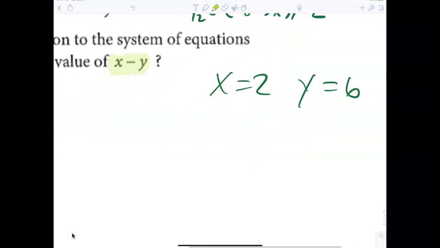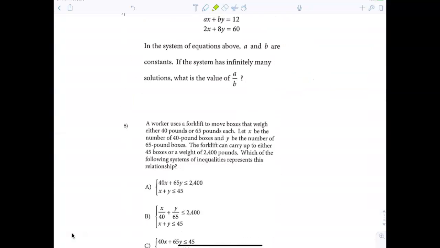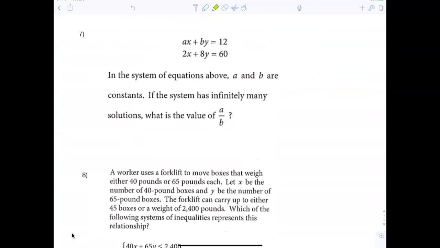Now, I'm in, take a look, please. Number 7. Please put a star by number 7. This one's super, super important. They put this on a lot of standardized tests now. It says, in the system of equations above, A and B are constants. If the system has infinitely many solutions, what does that mean about the lines? Parallel? No, they're the same line.